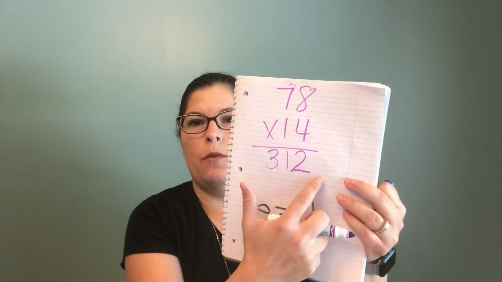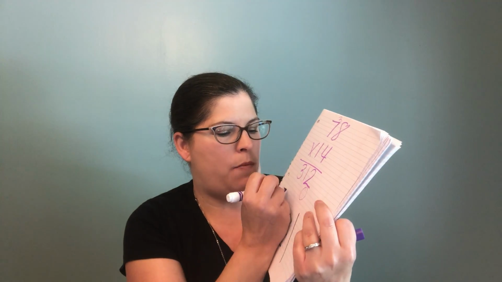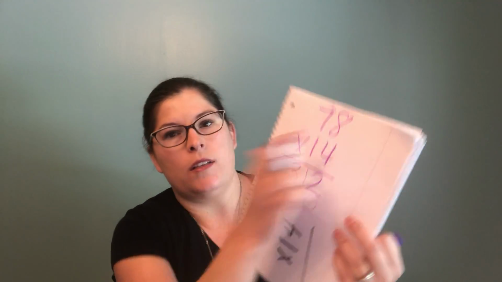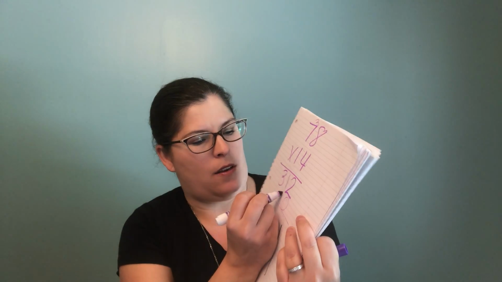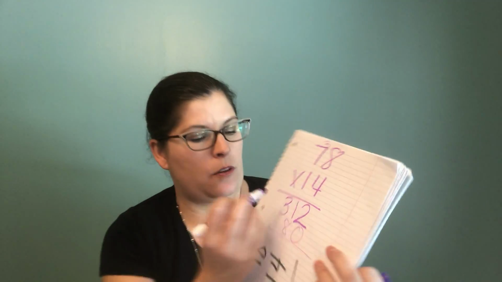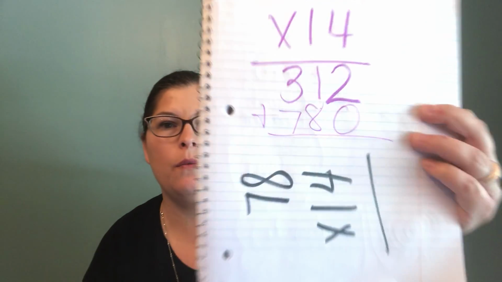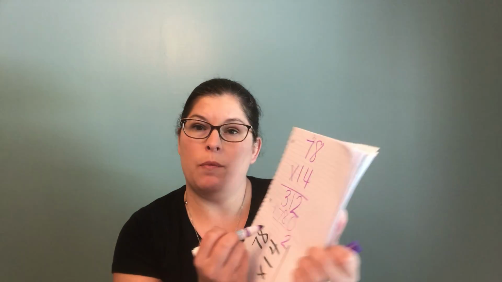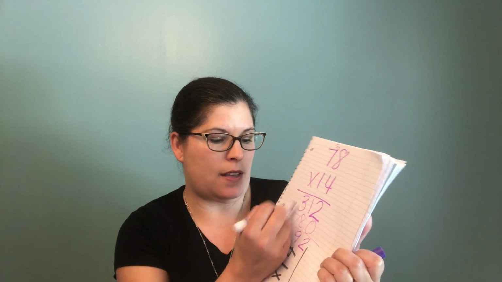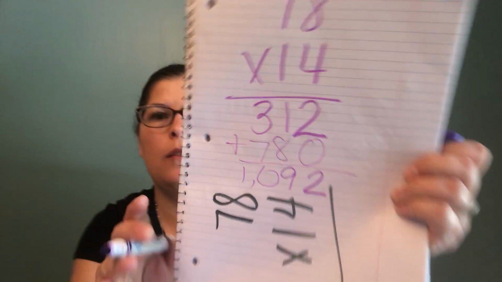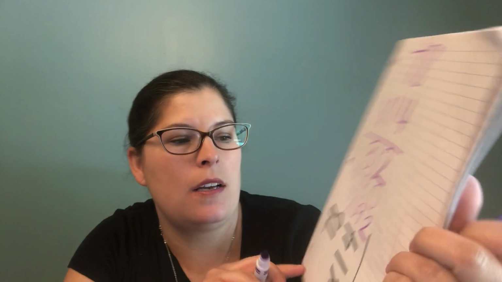31. Now, we gotta remember, we gotta put that 0 in there to hold that place. 1 times 8 equals 8. 1 times 7 equals 7. Now we just need to add those up. So 2 plus 0 equals 2, 8 plus 1 equals 9, and 7 plus 3 equals 10. Put my comma in there, 1092.